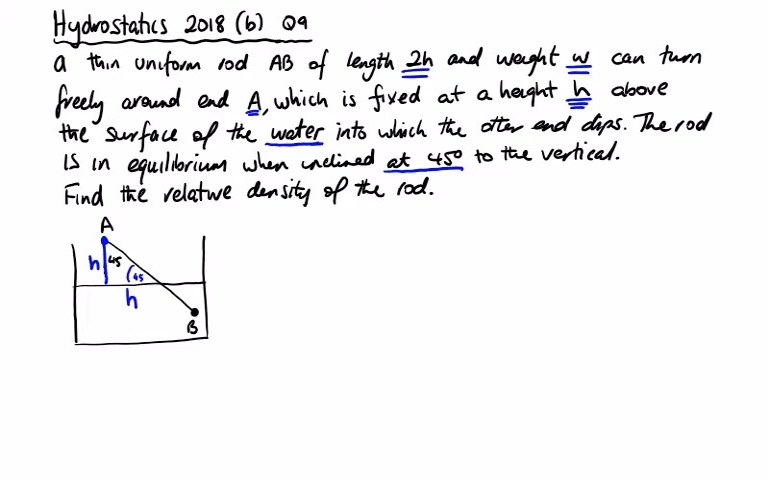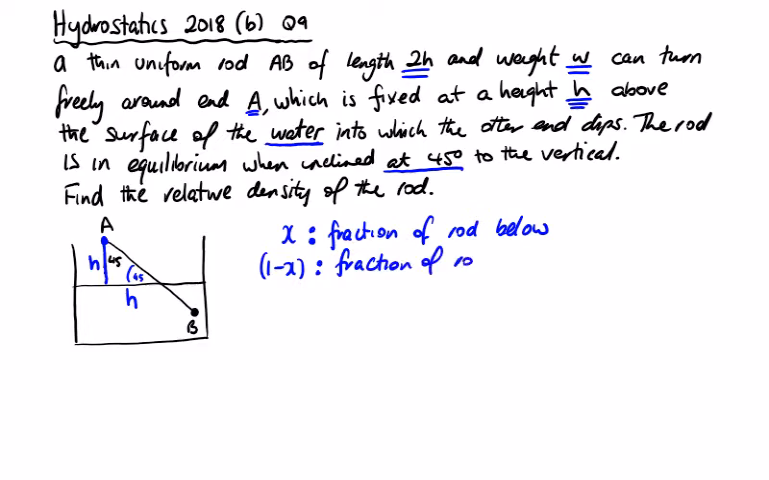So what we're going to do in this question is we're going to let x be the fraction of the rod below. So 1 minus x is the fraction of the rod above. And 2016 question 9 part B is pretty much the same question, and you can do them both exactly the same way if you follow this process.